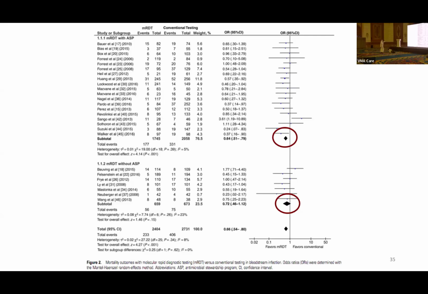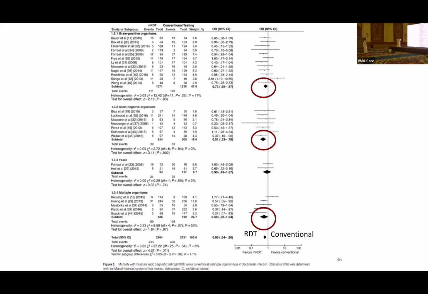Here, the rapid diagnostic test without ASP, you can see it is still crossing the line. The benefit appears when you combine the rapid diagnostic test with the ASP. In which part? They did a sub-analysis and found the majority of the benefit in the gram-negative organisms. All of these lean toward benefit, but when you come to the gram-positive, it is not crossing the line. What is the benefit of the rapid diagnostic test? Let's go, five minutes.